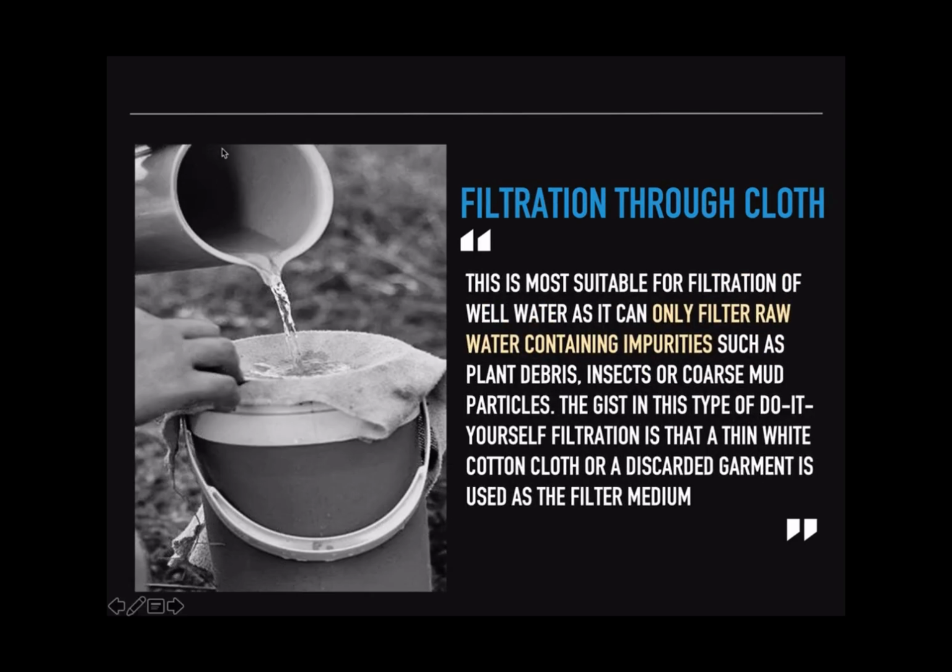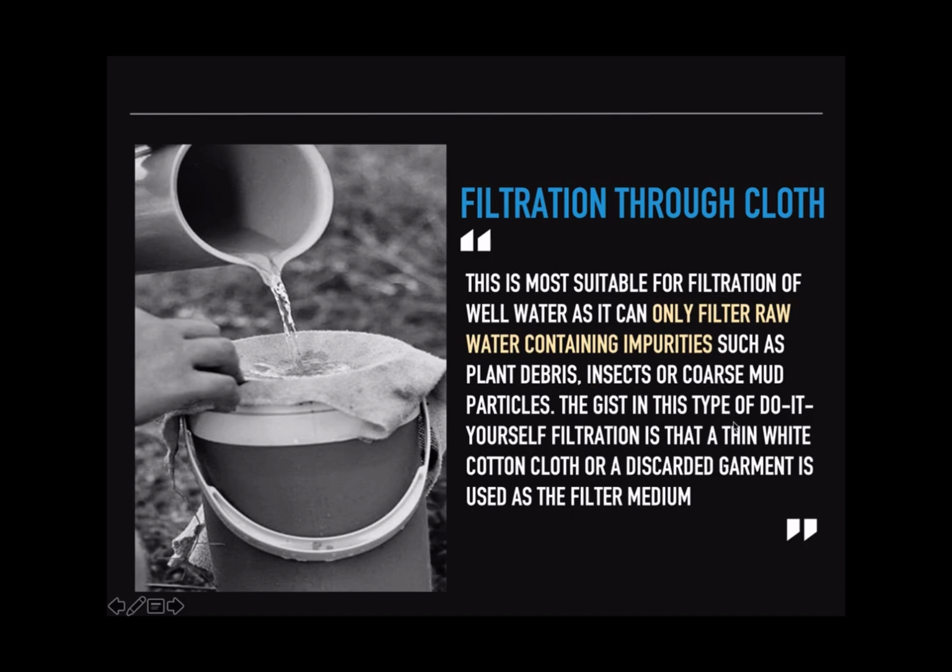Oh, sorry. The second one is the filtration through cloth. As we can see from the left, this is using a cloth to filter the water coming from the top and then collected at the bottom. This is the most suitable for filtration of well water, as it can only filter raw water containing impurities such as plant debris, insects, or coarse mud particles.